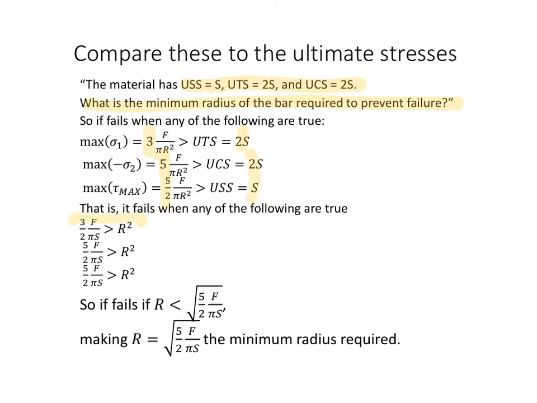That results in these expressions here for r squared. Once I rearrange to solve for r, we can see that the most restrictive of these is that r squared has to be greater than 5/2 this value, because that's bigger than 3/2 this value. Therefore, that's more restrictive because it needs to be greater than both of them. So I then take the square root and say r is greater than the square root of 5/2 F over pi S, making that value of r the minimum radius required to support that load.